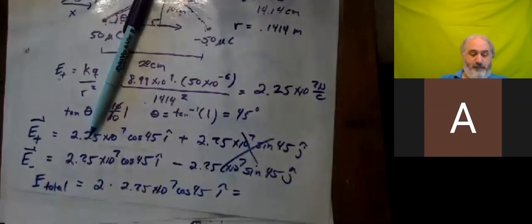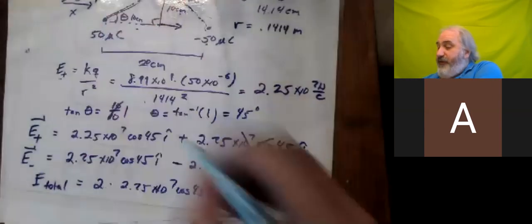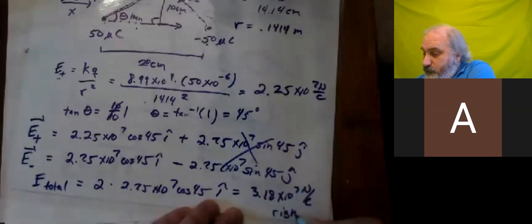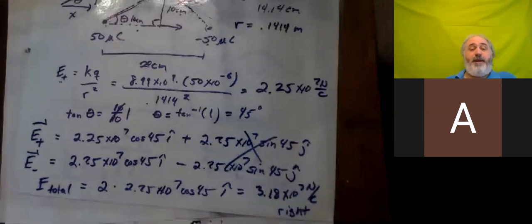So now, I got 3.18, that's exactly correct, to the right. Piece of cake. That's it. That's all there is to it.